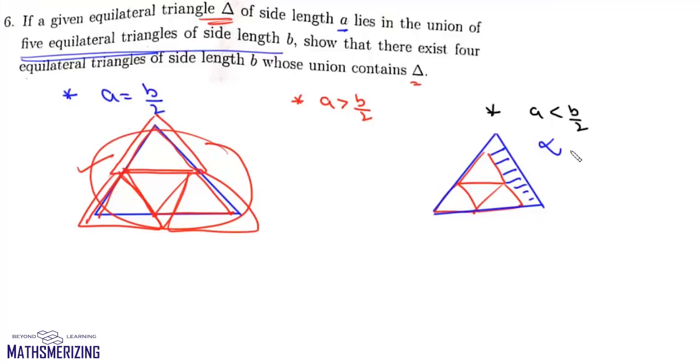So if the union of 5 equilateral triangles gives us this triangle delta, then either the value of A must be B by 2 or it must be greater than B by 2. For A less than B by 2, no such case is possible. So in all the possible cases with 5 triangles, this is the case where the union of 4 triangles will contain delta.